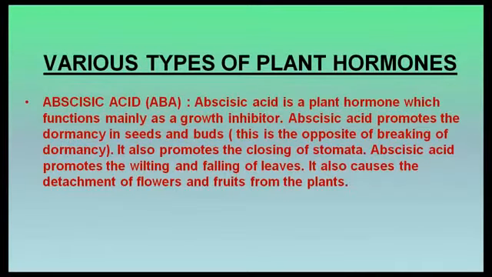Abscisic acid. It's a plant hormone which functions mainly as a growth inhibitor. Abscisic acid promotes the dormancy in seeds and buds. This is the opposite of breaking of dormancy. It also promotes the closing of stomata. Abscisic acid promotes the wilting and falling of leaves. It also causes the detachment of flowers and fruits from the plants.